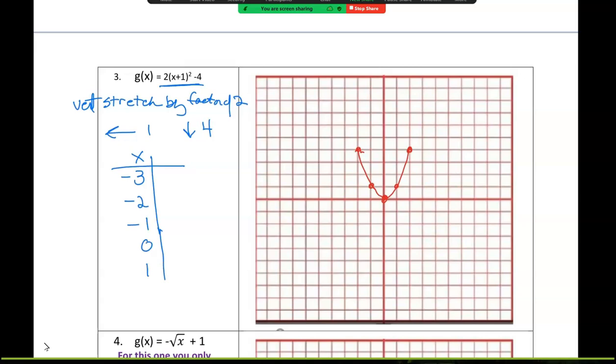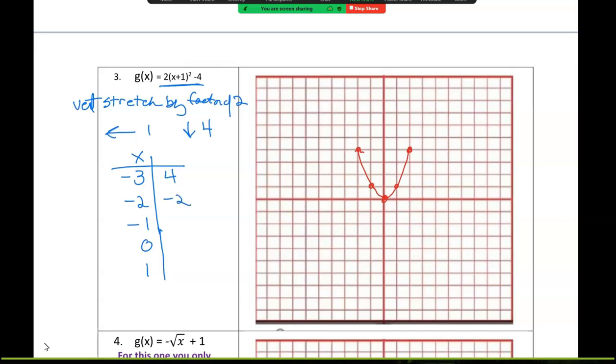Okay, plug in a negative 3. Let's talk about this. Negative 3 plus 1 is negative 2. Negative 2 squared is positive 4. 4 times 2 is 8. Uh-oh, getting big. Oh, but 8 minus 4 is 4. That was a good pick. Okay, negative 2 plus 1 is negative 1. Negative 1 squared is 1. 1 times 2 is 2, and 2 minus 4 is negative 2.